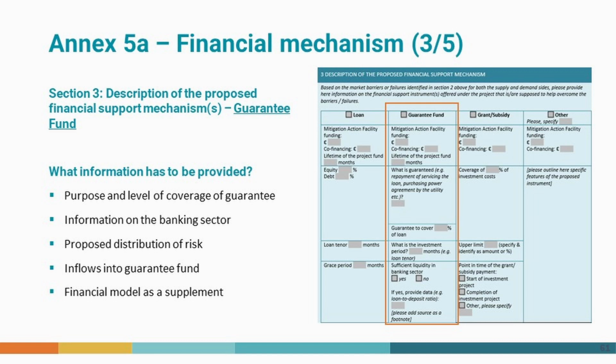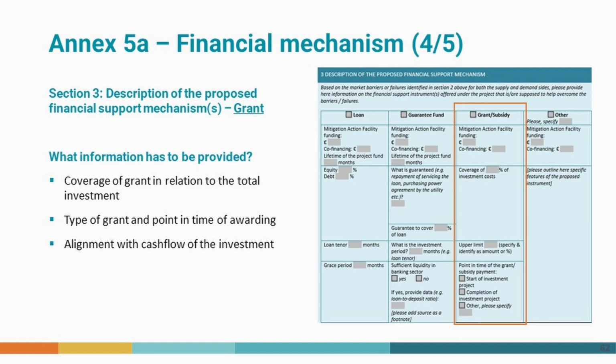Furthermore, additional information such as the proposed distribution of risk, assumed default rate, and inflows into the guarantee fund, such as guarantee fees or interest on invested capital, must be provided. As it was the case for loans, a financial model of the proposed guarantee fund shall be attached as a supplement to Annex 5A.